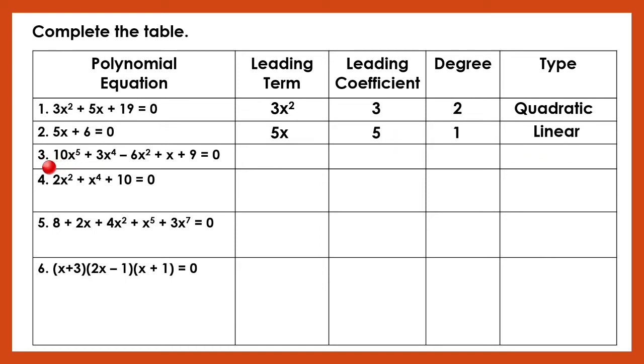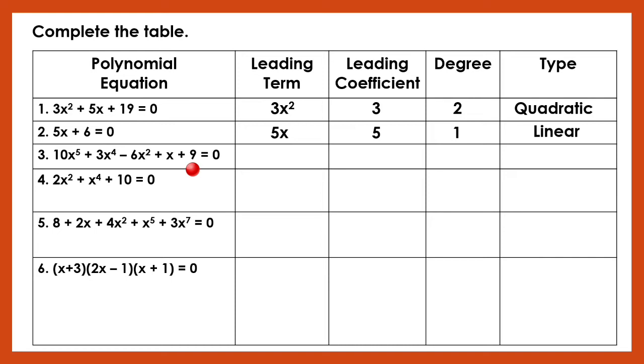Number 3. The polynomial equation is 10x raised to 5 plus 3x raised to 4 minus 6x squared plus x plus 9 equals 0. Kung mapapansin natin, magkakasunod yung kanyang exponent from highest to lowest. So, 5, 4, 2, 1, and then yung constant. So, naka-standard form na siya.